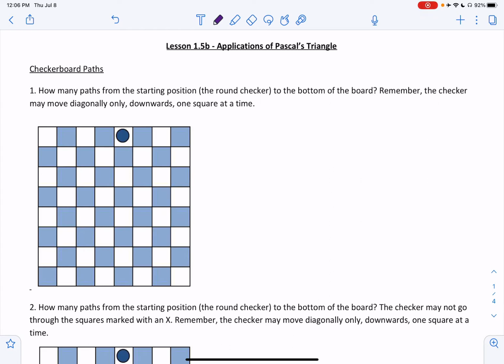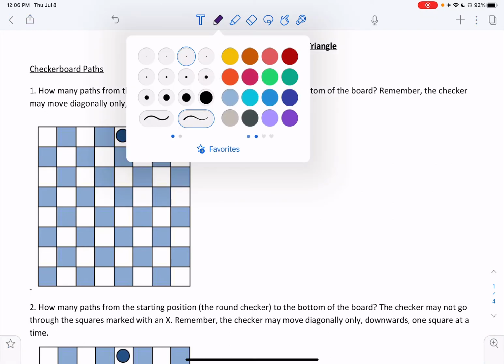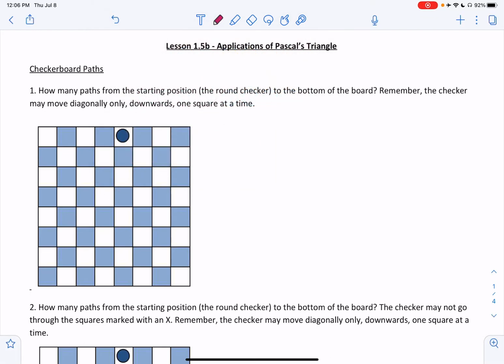So we want to determine how many paths from the starting position, which is this round checker right up at the top, to the bottom of the board. Remember, when playing checkers, we can only move diagonally in a downwards motion, one square at a time. So what we're going to do is go through and look at all of our possible pathways.